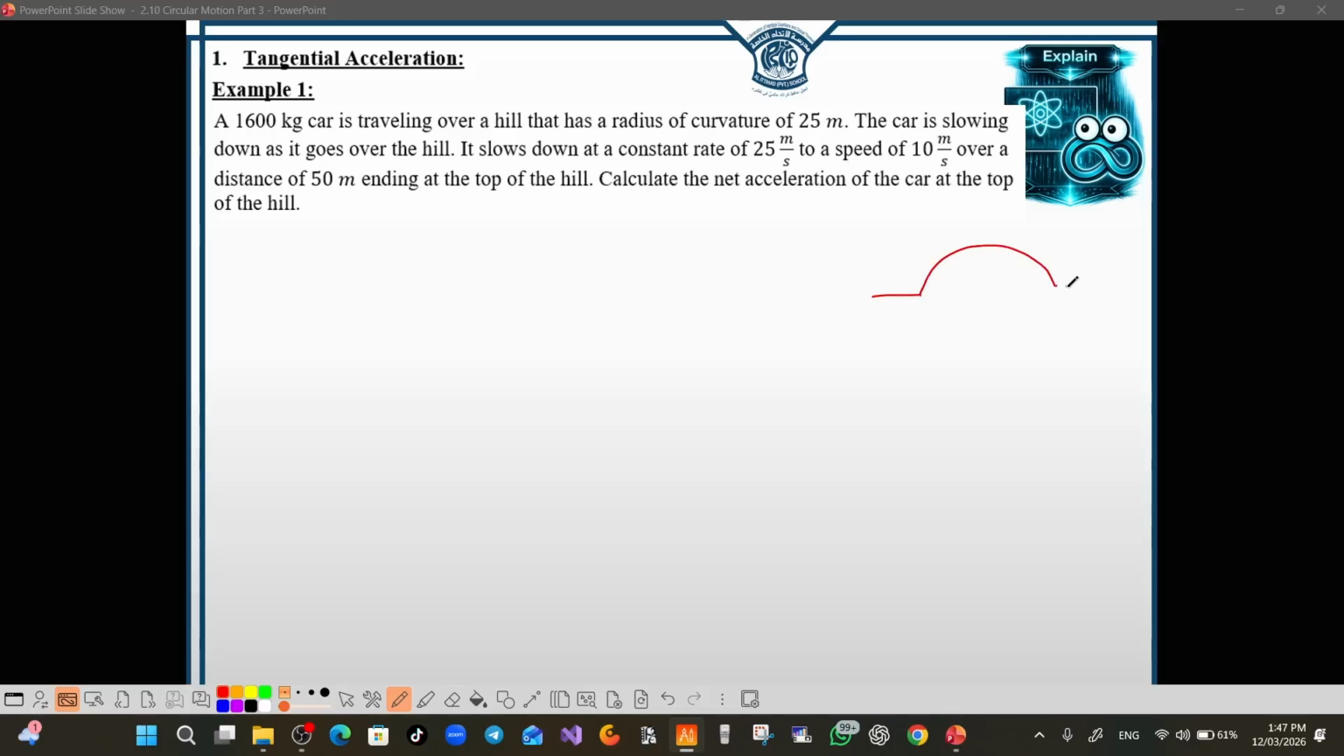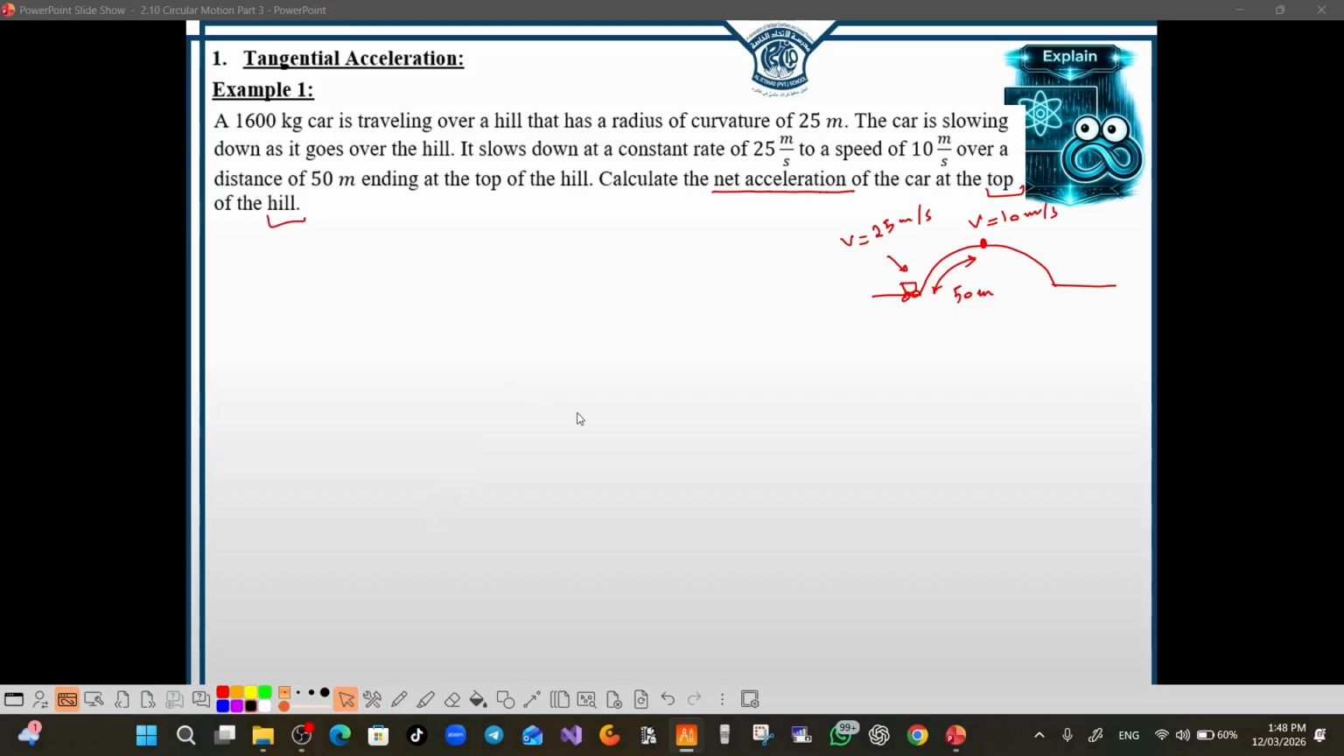So the hill is considered to be half a circular path. The car will enter the hill at this point with a speed equal to 25 meters per second, and it will reduce its speed during the distance. So this is the distance here, which is 50 meters, until it reaches the top of the hill with a speed of 10 meters per second. Now, here we are looking for the net acceleration of the car, but at the top of the hill.